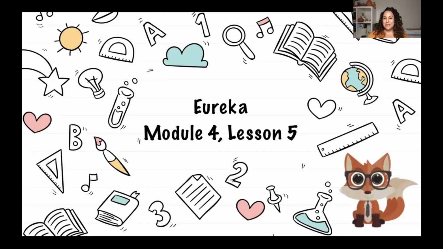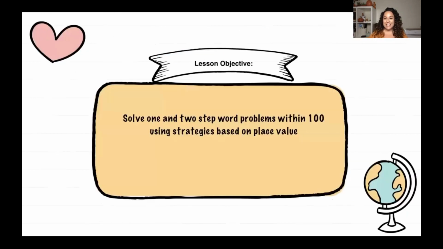Learners, today we're working on Eureka Module 4, Lesson 5. So let's go ahead and check out our objective. Our objective is to solve 1- and 2-step word problems within 100 using strategies based on place value.